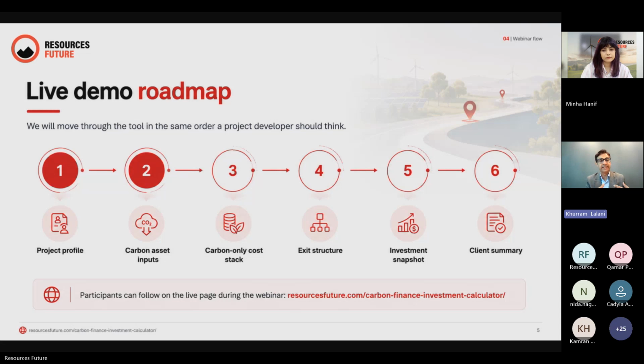Do we want to hold credits through the life of the project duration, or do we want to sell early? If we want to exit early, there's a place in the tool that can essentially show you how you can exit early. It then gives you a very detailed response when it comes to the investment snapshot. And at the end, it also comes with a client summary that you can showcase to your prospective investors or whoever you want to show it to. Next slide.